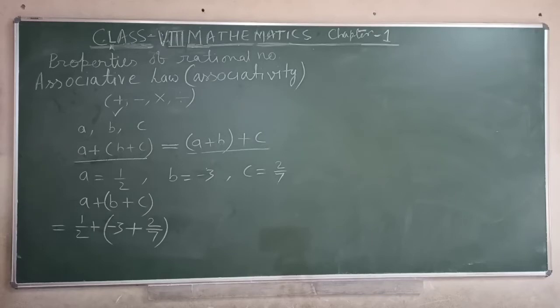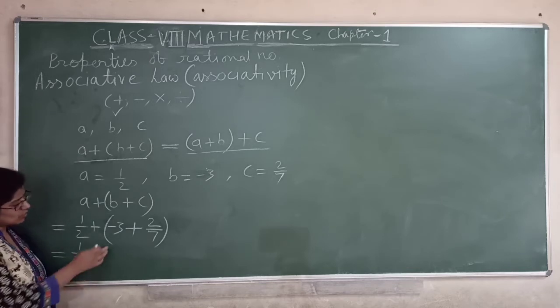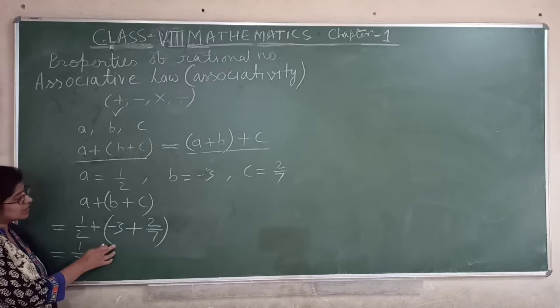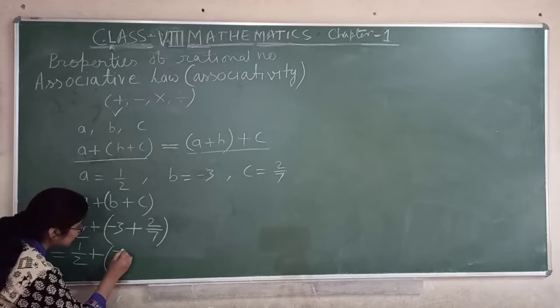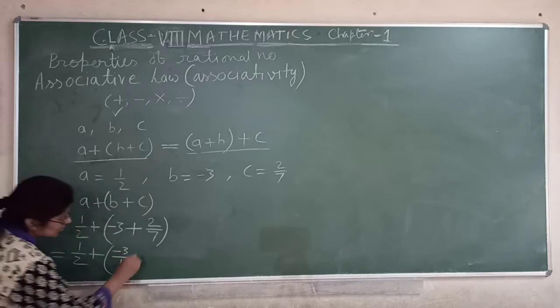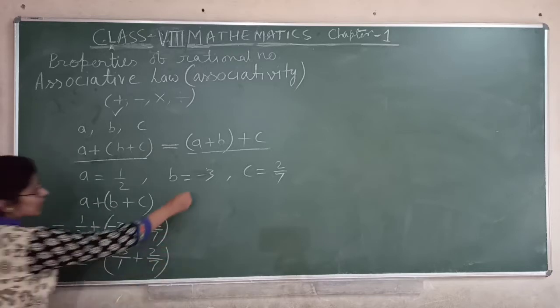Okay, let's calculate this one. We will write 1 by 2 as it is, plus as it is. You know that according to the BODMAS rule we have to solve the bracket portion first. So we will solve this one first. This is minus 3, we can write minus 3 upon 1 plus 2 upon 7, bracket close.